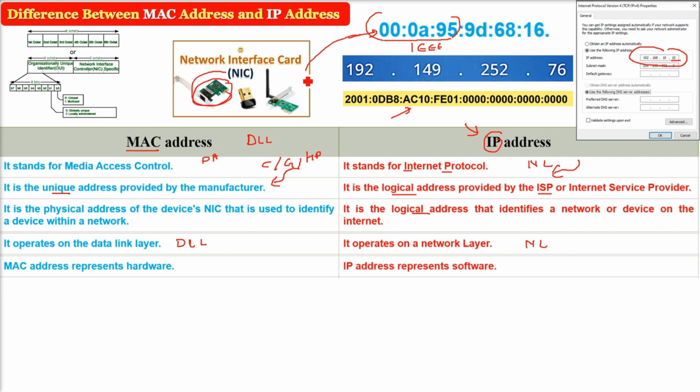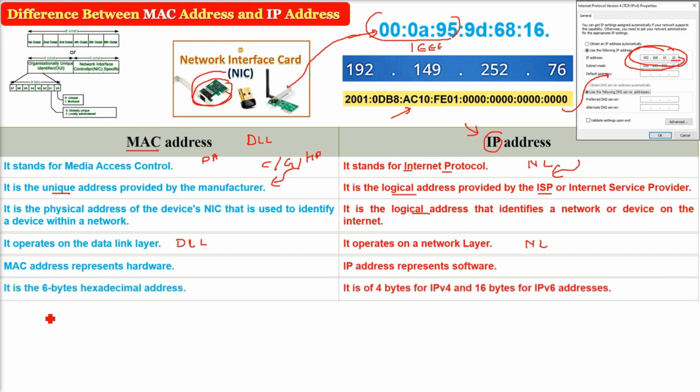The MAC address represents the hardware because it is already embedded in the network interface card of your computer. The IP address is more of a software address, which you can see here. You can change it, or you can get it through DHCP. So the IP address is more of a software.